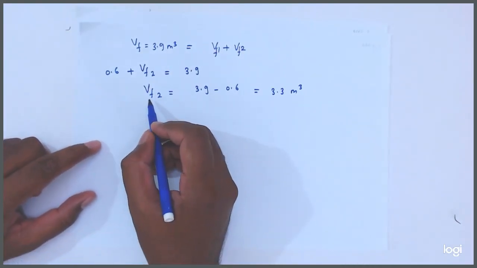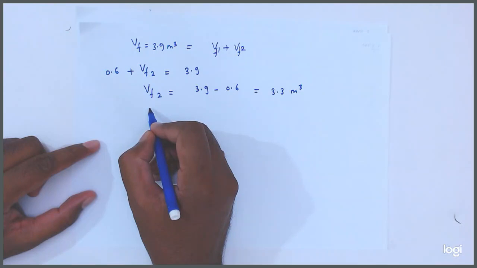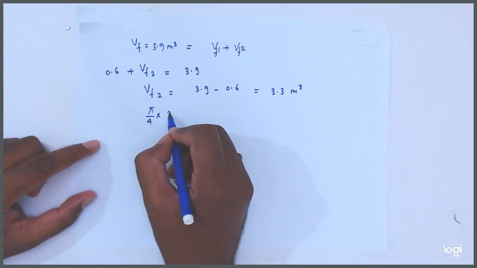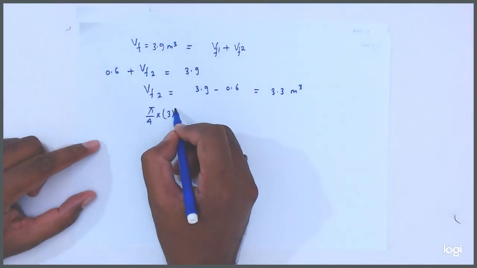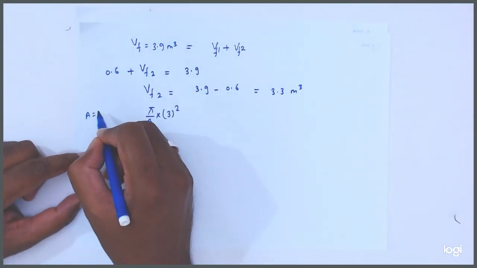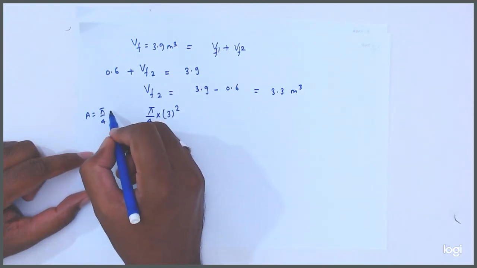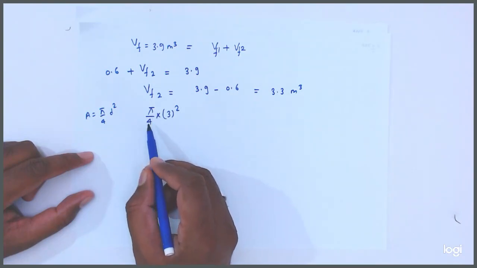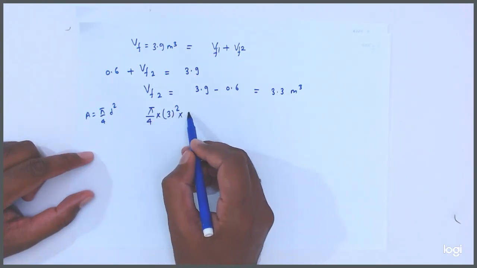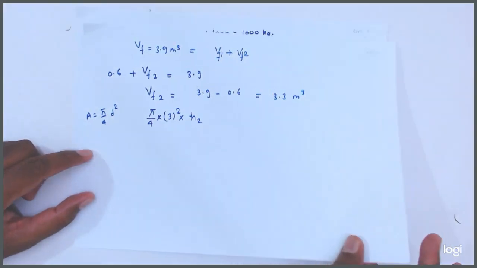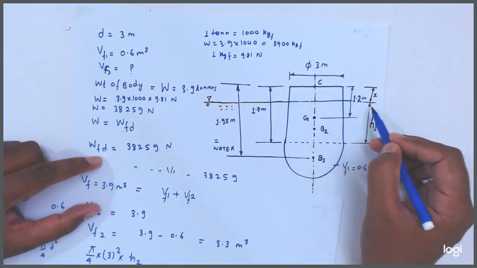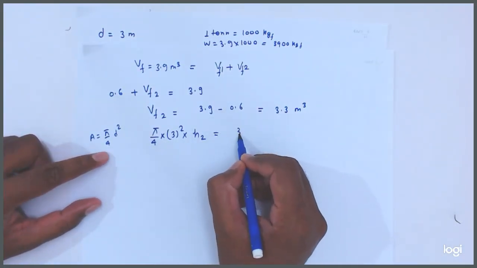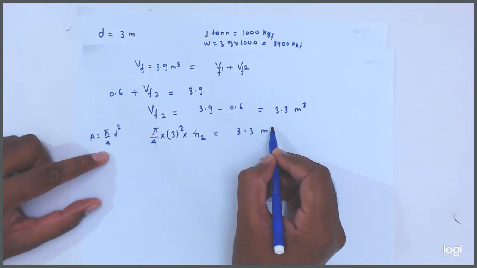We know the volume is equal to what? Area into height. So the area is pi by 4 into d square. The dia is equal to 3, so the area is equal to pi by 4 into 3 whole square, into H2 height. Pi by 4 d square into height H2. Okay, so this is the volume. It is equal to 3.3 meter cube.